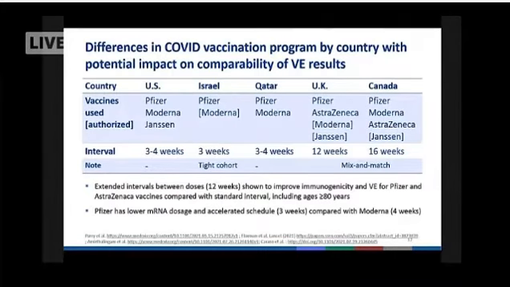I'll also note that the Pfizer vaccine has a lower mRNA dosage and an accelerated schedule of 3 weeks compared to 4 weeks for Moderna, which has the potential to impact the robustness and duration of immunity, as has been generally observed for other vaccines. Next slide.